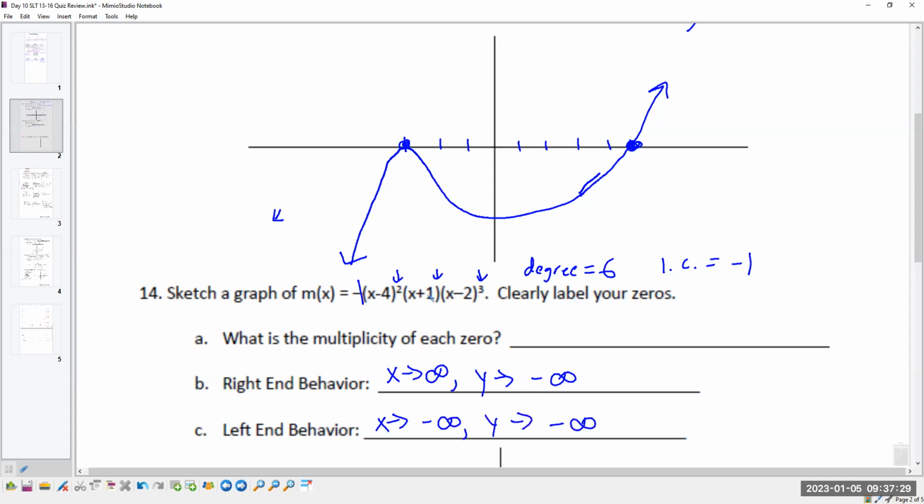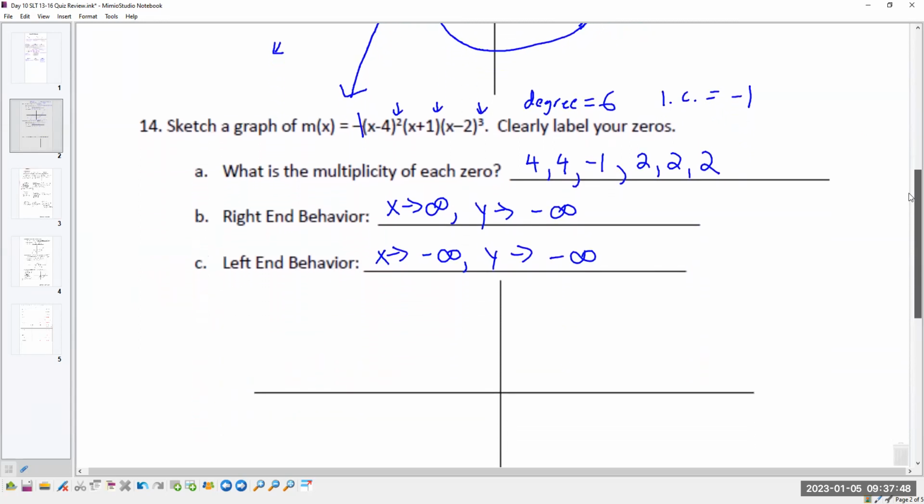The multiplicity, now there are 2 factors here that are x minus 4. So I'm going to go 4 and 4. I have 1 factor x plus 1. I have 3 factors x minus 2. So again, degree is 3. I got 6 zeros. It checks out. Let's plan this out now.